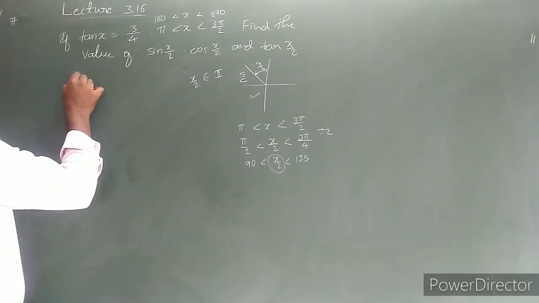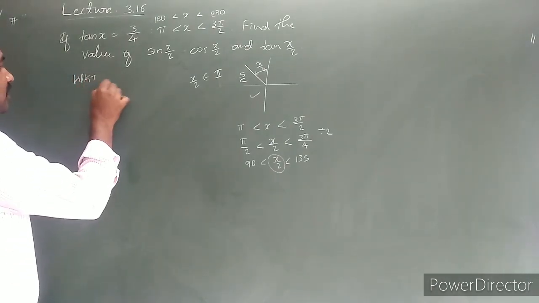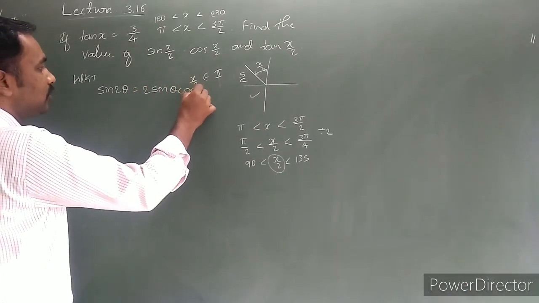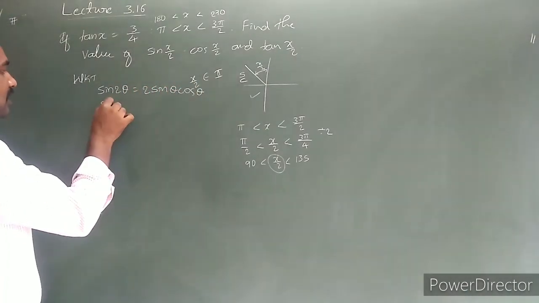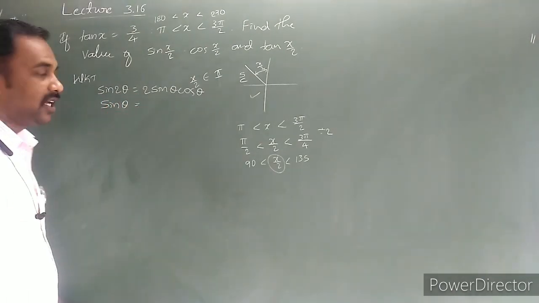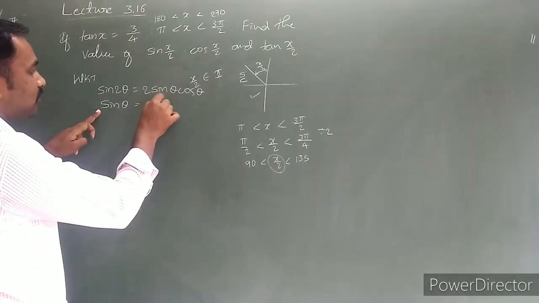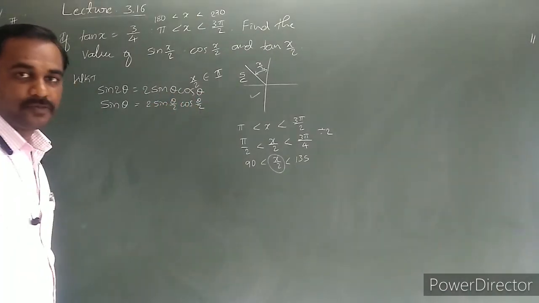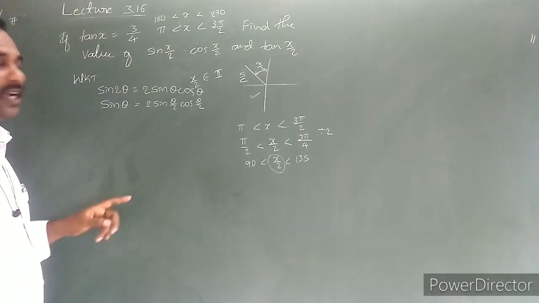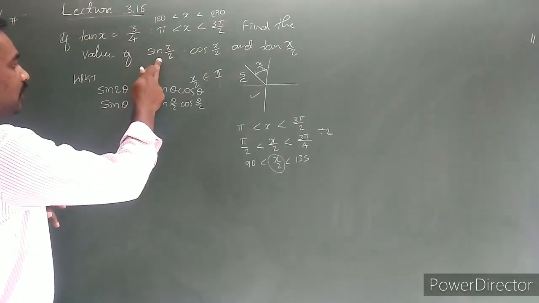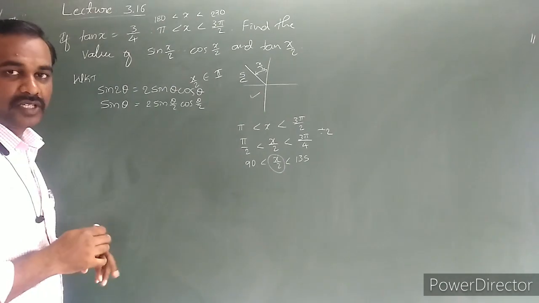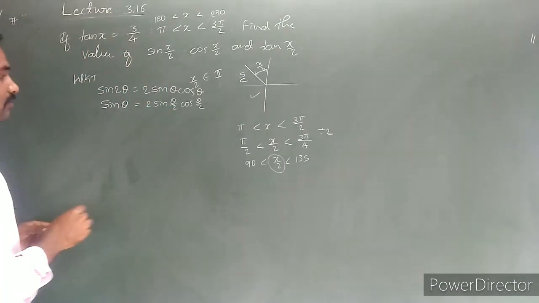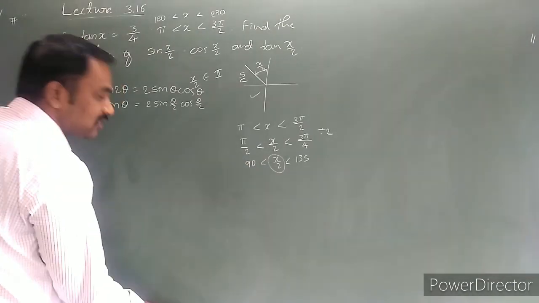So already we know the formula. What is the formula? We know that sine of 2 theta is equal to 2 sine theta into cos theta. If you write this in terms of half angle, what will you get? Sine theta is equal to 2 sine of theta by 2 into cos of theta by 2. Is it the suitable formula to find the required result? Check. We have to find the sine x value, but we don't know the sine value, but we know the tan x.